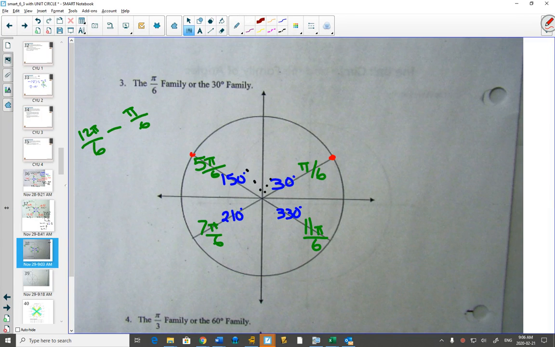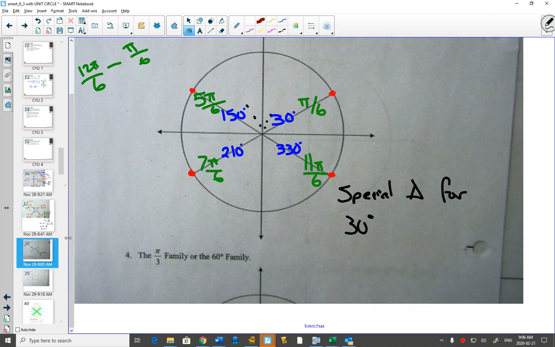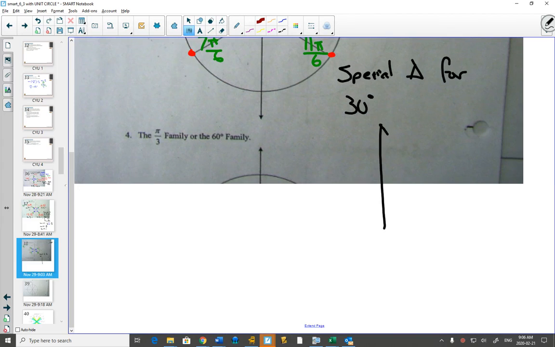Now for our coordinates. So in this space that you have right here, special triangle for 30 degrees, again, I make a 90-degree angle triangle with a 30-degree. What's the other angle going to be? 60, because it has to add up to 180. And interestingly, this same triangle is the special triangle for our next family. So we get two triangles in one.